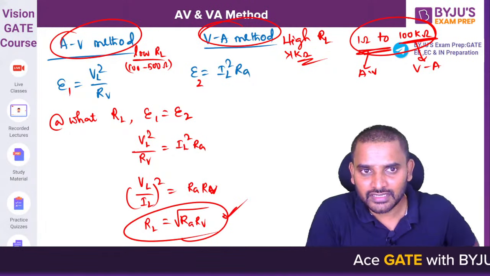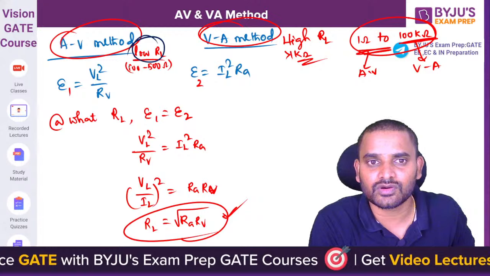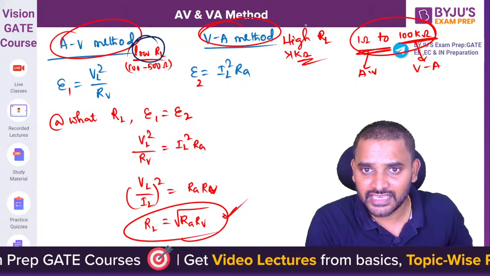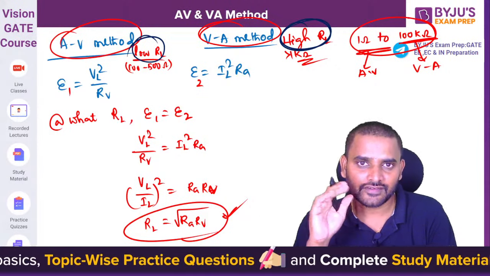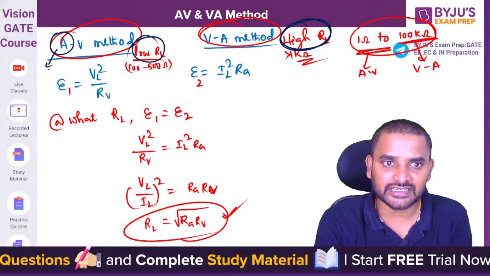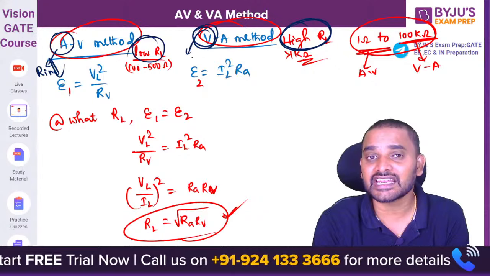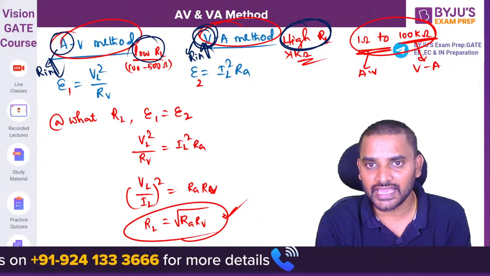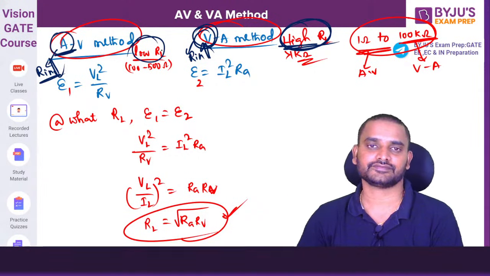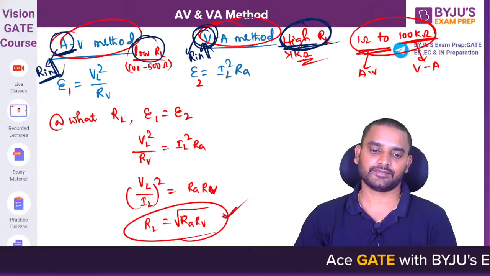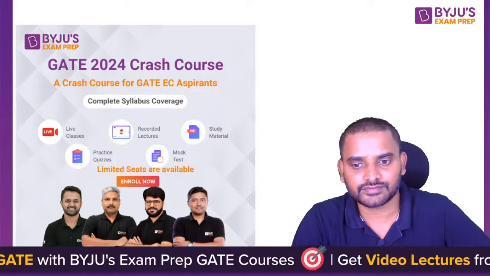So remember, the points you need to remember here: AV method is suitable for low resistive loads. VA method is suitable for high resistive loads. If you want to remember, in the AV method the ammeter is first. The ammeter internal resistance is what? Low, na? Here the voltmeter is first. Voltmeter internal resistance is what? High, na? So high resistive loads. Ammeter internal resistance is low, so low resistive loads. You can remember like that. Is it clear? Alright. So that's all about today's session.